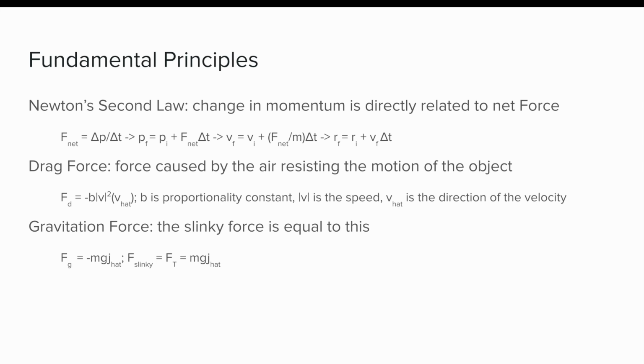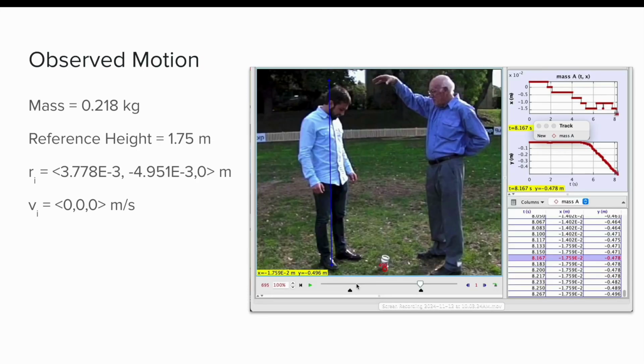The drag force equation used to slow down the falling speed of the object, and gravitational force to attract it to the Earth. This is the observed motion. Our starting mass is 2.18 grams. Our reference height is 1.75 meters, and our starting point is practically right at the origin that I placed, pretty much.